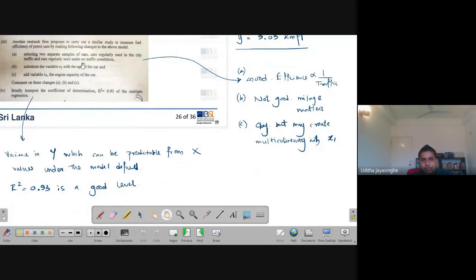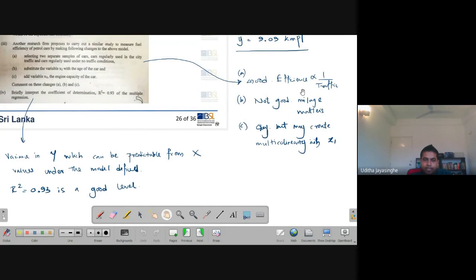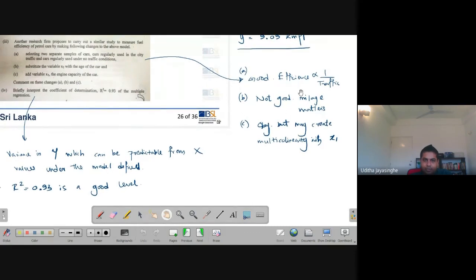Selecting two separate samples of cars, cars regularly used in city and traffic. So it's fine, you're introducing more variables and your goodness of fit is going to be higher. Substitute the variable x2 with the age of the car. No, I think the x2 is the mileage. So age and mileage, I told you it's going to be giving two different outcomes. So it's not a good one.